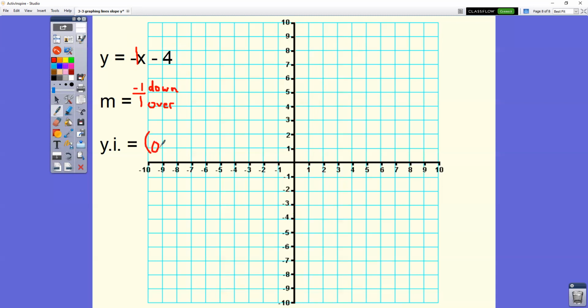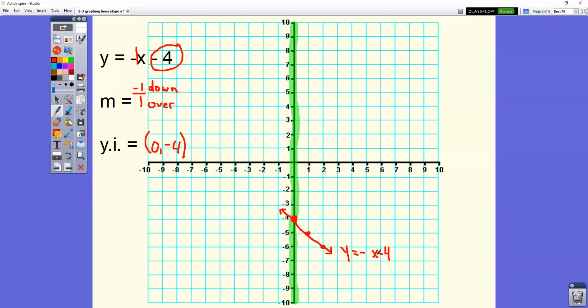And our y-intercept this time is 0, comma negative 4. It's negative 4 because you have a minus 4. The y-intercept is always somewhere on that y-axis, 0, negative 4. So we're going to start right here at 0, negative 4. Now be careful, negative 1 over 1 means down 1. So down 1 over 1, down 1 over 1. Connect my dots, put my arrows, and label my line.